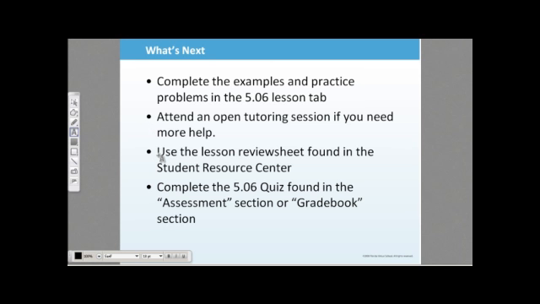And once you've completed all of those activities and feel comfortable with the material, then you can go into the Assessments tab and complete the 5.06 quiz. You can also access that quiz through the gradebook. Either tab will get you there, but 5.06 and then take the quiz. And that'll have you finished with that one, and then you can move on to 5.07.